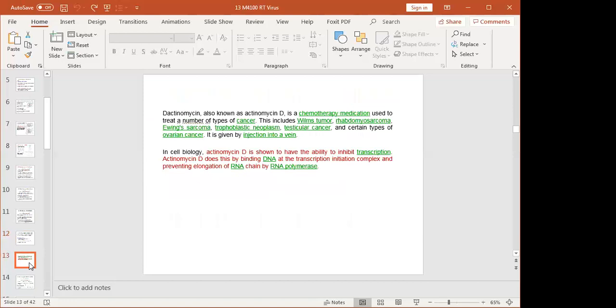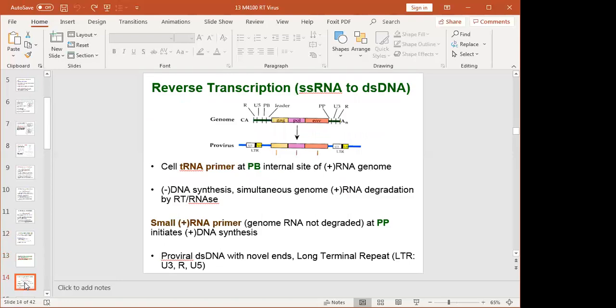So slide number 13 is a little bit of a description of actinomycin D or dactinomycin. I would strongly recommend you guys to go through this slide. Slide number 14. Let's get to the juicy stuff.